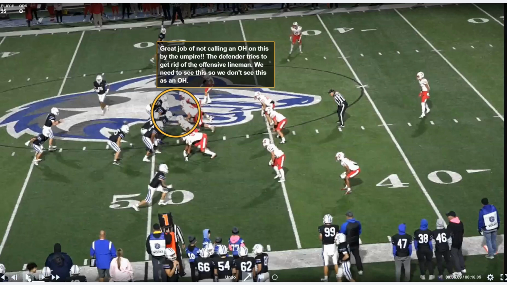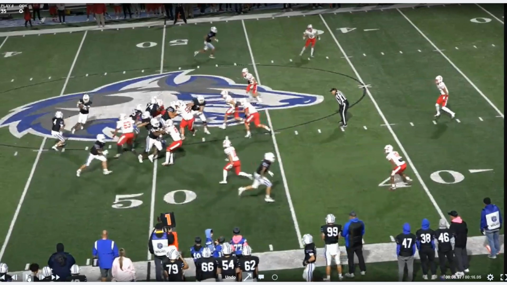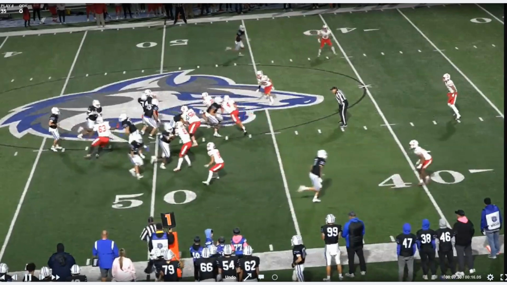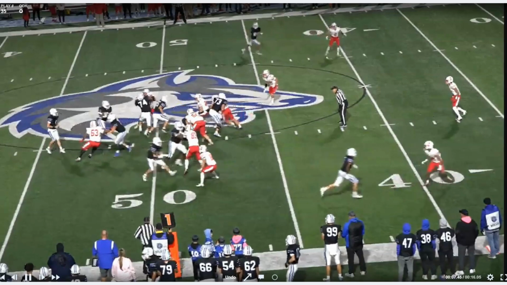Again, the defender tries to get rid of the offensive lineman. Remember, the defenders can hold and grab and pull offensive linemen. So we need to see this entire action. So right now, watch this defender. He's going to grab, and he's ripping down this offensive player, trying to get rid of him.